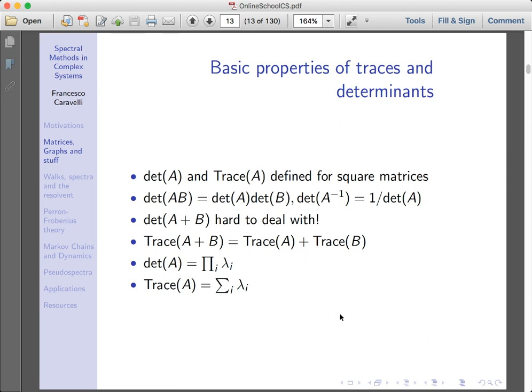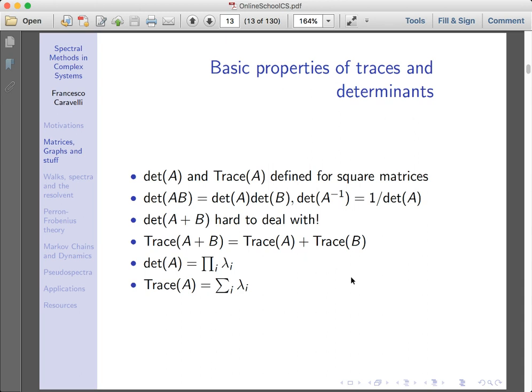For instance, certain traces and determinants, since we're going to use them. The determinant again is the product of the eigenvalues of the matrix A. Meanwhile, the trace is defined as the sum of the eigenvalues of the matrix A. It can be defined, at least, in terms of eigenvalues in general, but there are also other definitions. You probably should know this. They do have some properties.